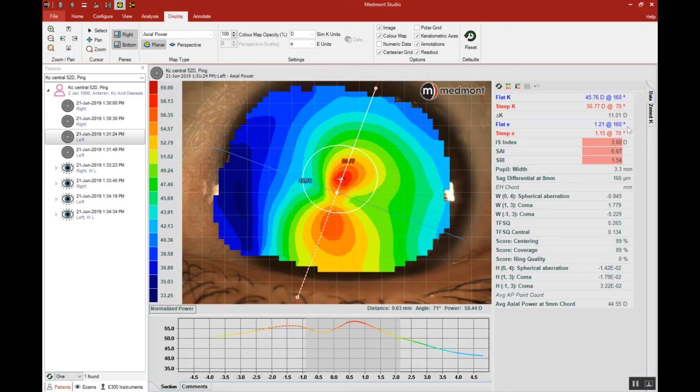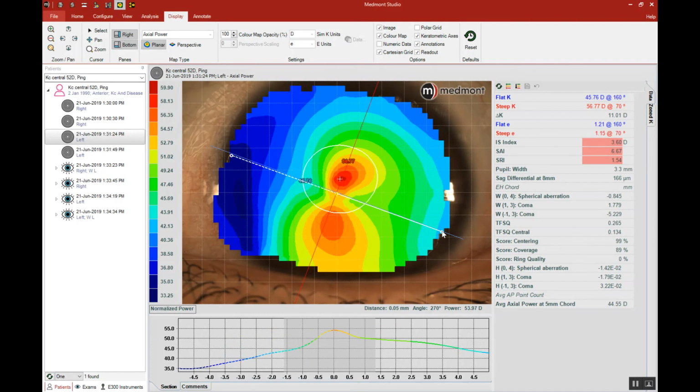We could look at the eccentricity and remember that normal E is about 0.65, and this patient is indicating to have 1.21 on the flat and 1.15 on the steep. Off the charts eccentricity that's describing that this cornea changes at a very radical rate from the steepest in the center to the flattest in the periphery. There is this significant change in curvature.